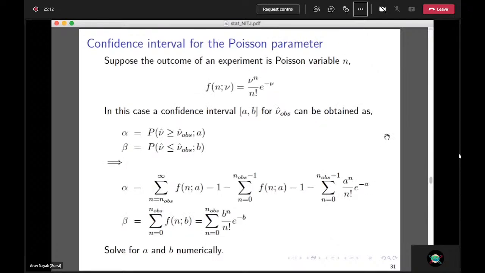Now we discussed the Gaussian parameter. We can further discuss getting the confidence interval for the Poisson parameter.